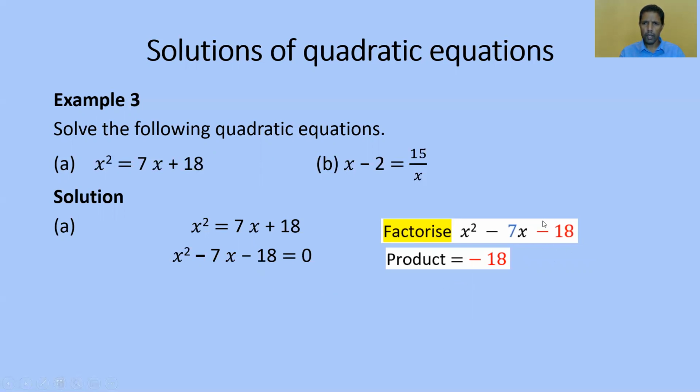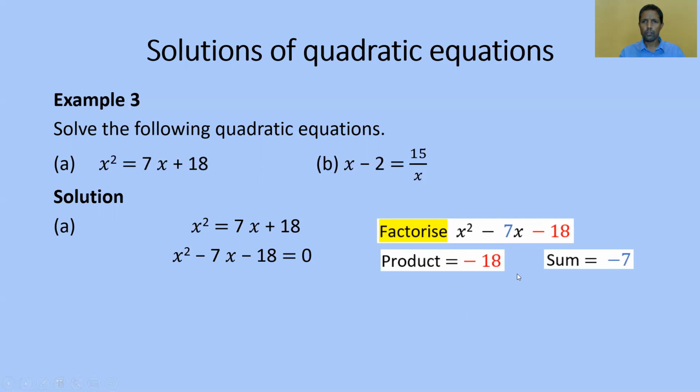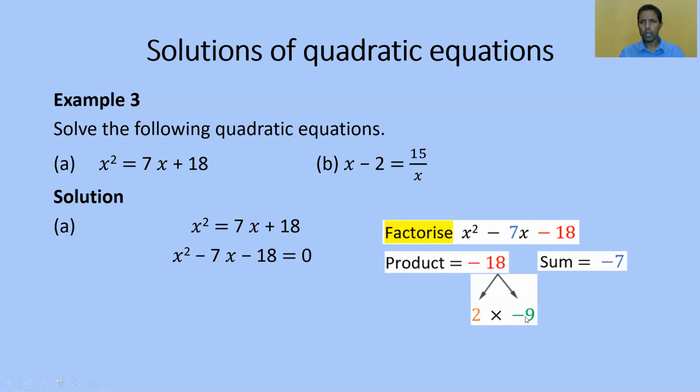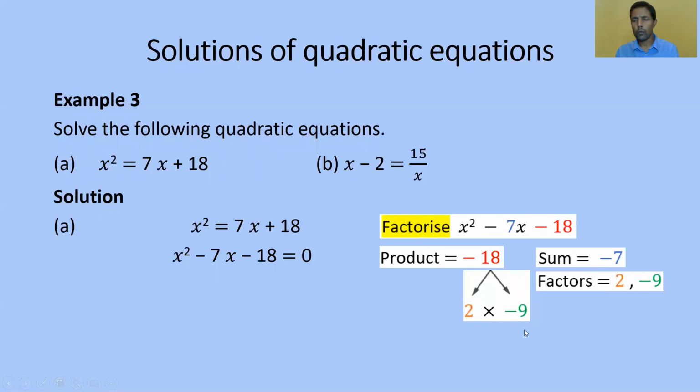The product is negative 18 here. The sum is negative 7 here. So we need two factors of negative 18 such that their sum is negative 7. We know that 2 times negative 9 is equal to negative 18, and 2 plus negative 9 is equal to negative 7. So the two factors we're looking for are 2 and negative 9.